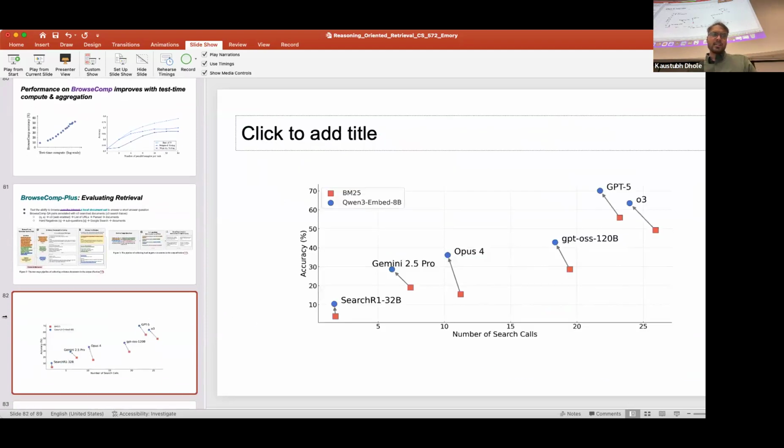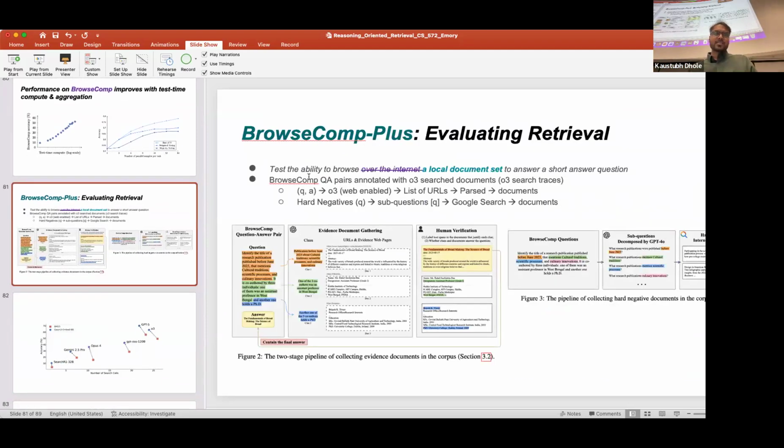Then there is BrowseComp Plus, which was essentially a local version of BrowseComp. These authors, instead of searching on the internet, search on a local index. I will skip this as well, but essentially this is another benchmark.